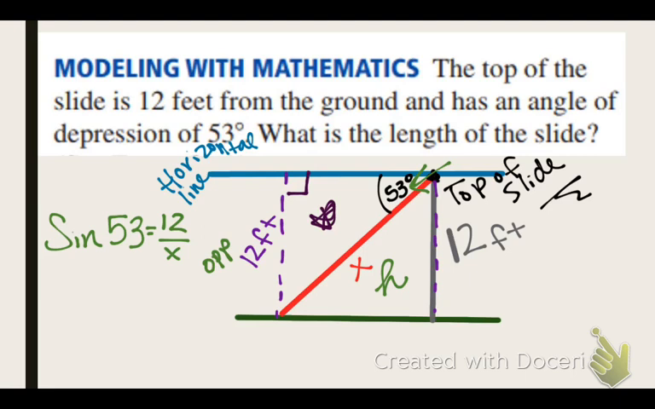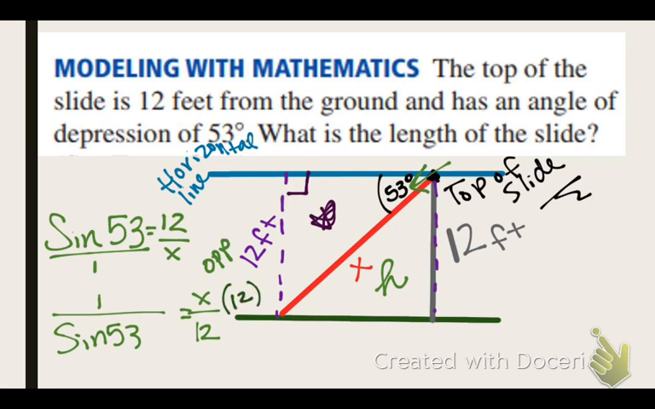Can I multiply 12 on both sides? No, that would not help me. So what do I need to do? I need to flip both sides. Sine is invisibly over 1, so it's going to become 1 over sine of 53. And I'm going to flip the other side as well: X over 12. So now X is being divided by 12. Now I can multiply by 12.